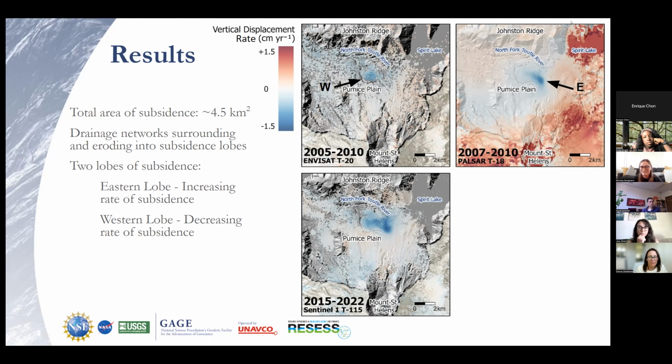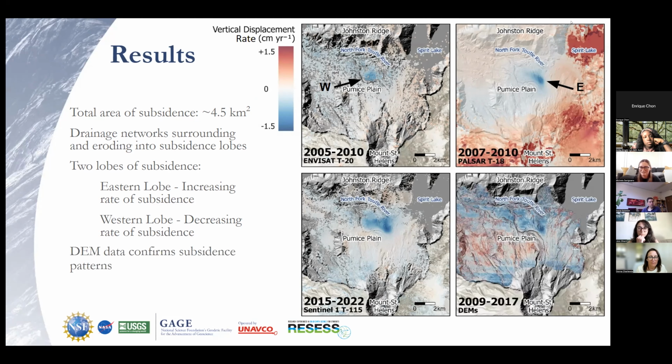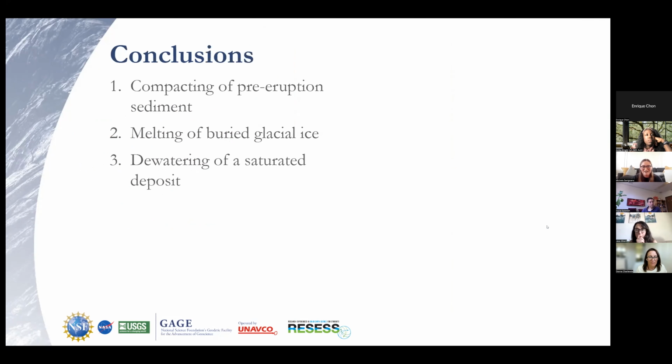So we differenced digital elevation models from 2009 and 2017, and also 2009 and 2002. And what we can see from that is that this same pattern of subsidence is present, which is a good indication that these are real signals rather than processing artifacts. So what does this tell us?